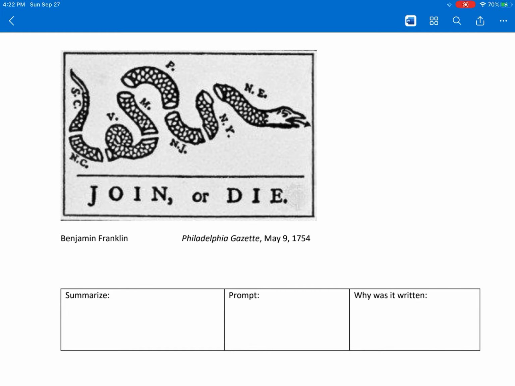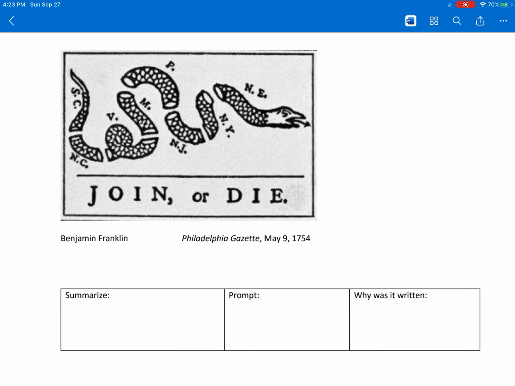So, a prompt would be, to what extent was this effective? Was Franklin effective at getting the colonies to unite? And you can probably think about it and say, not really. In fact, maybe you've seen this Join or Die, maybe on a flag or somebody's t-shirt. This is a famous political cartoon, one of the first. It is actually the first that we've ever come across, but it didn't really work. And I feel like if they would have listened to Ben Franklin a little more, we could have saved ourselves a lot of heartache come the American Revolution.